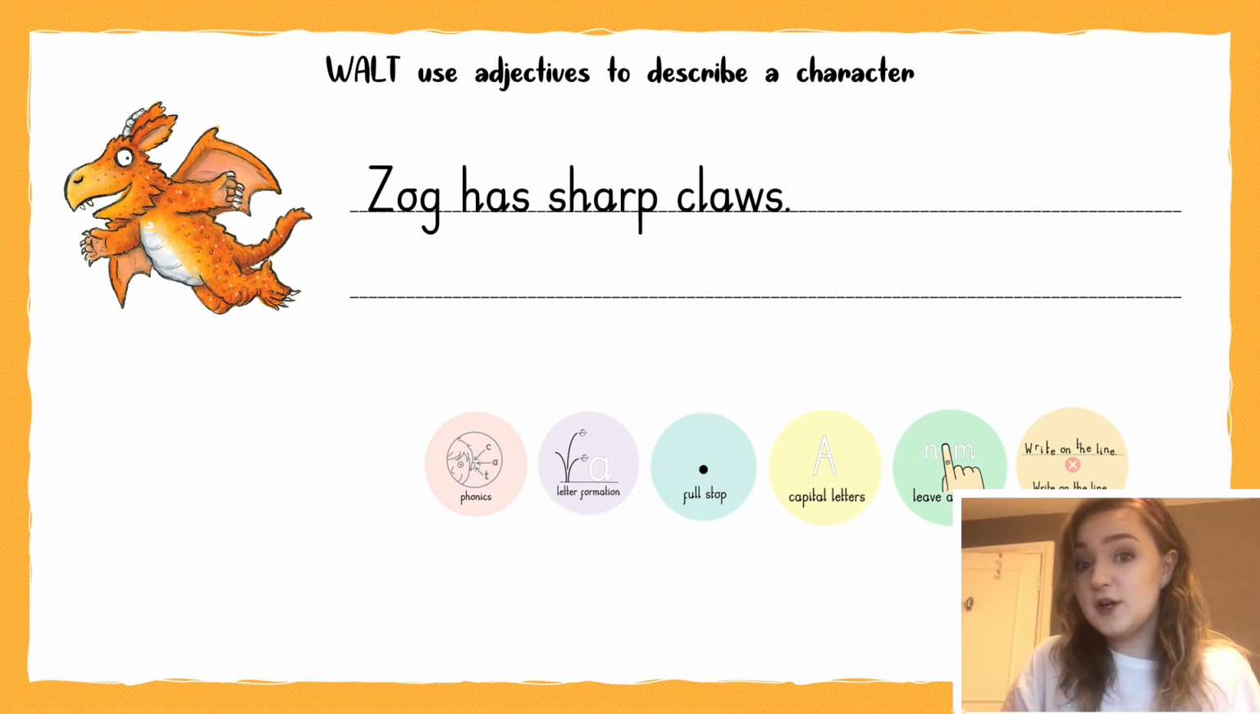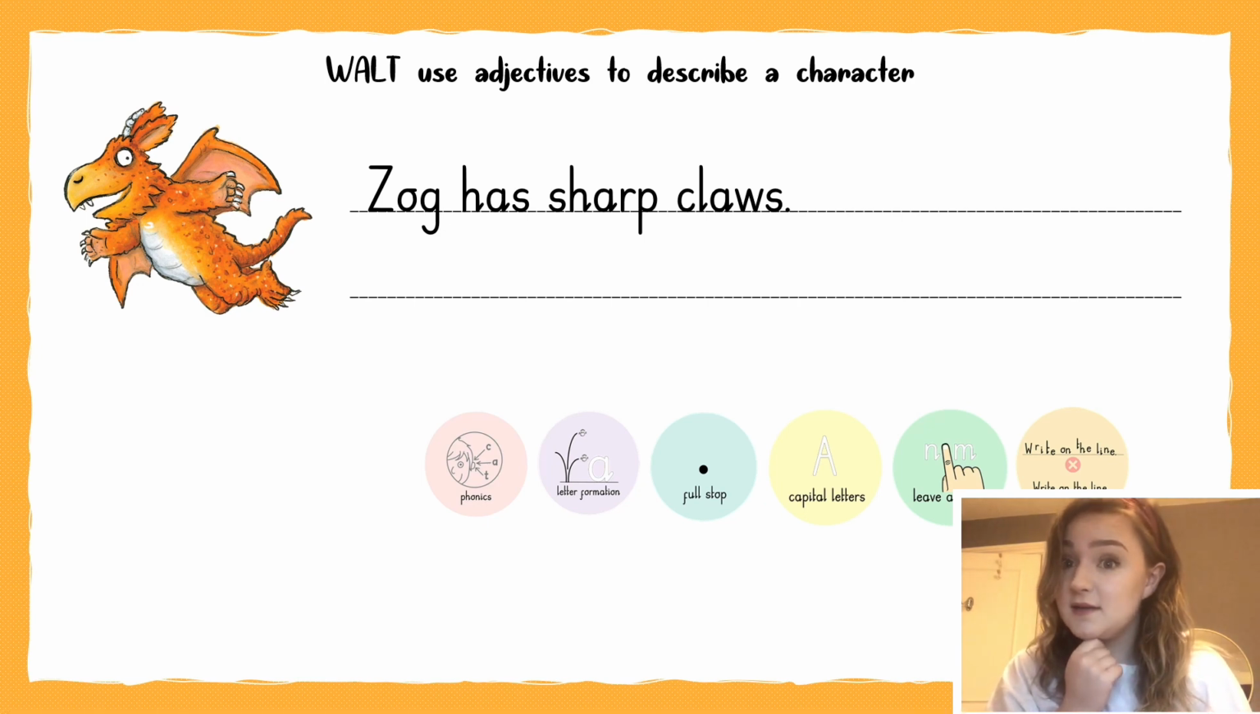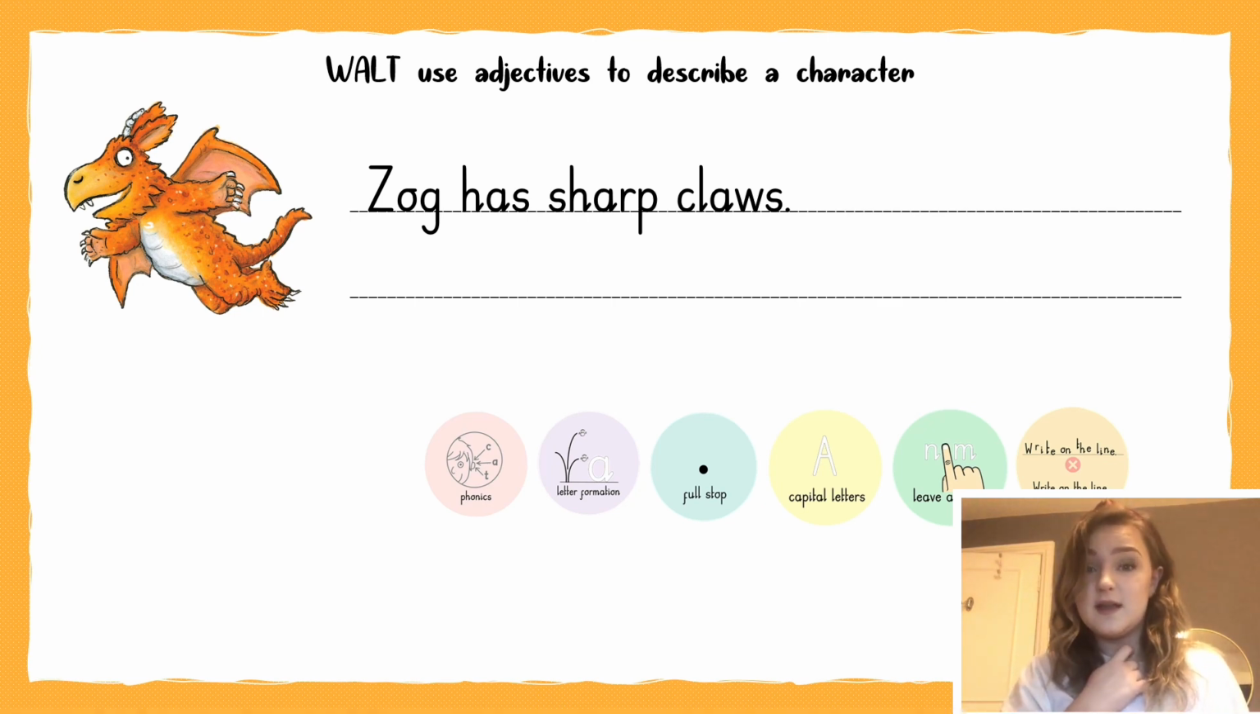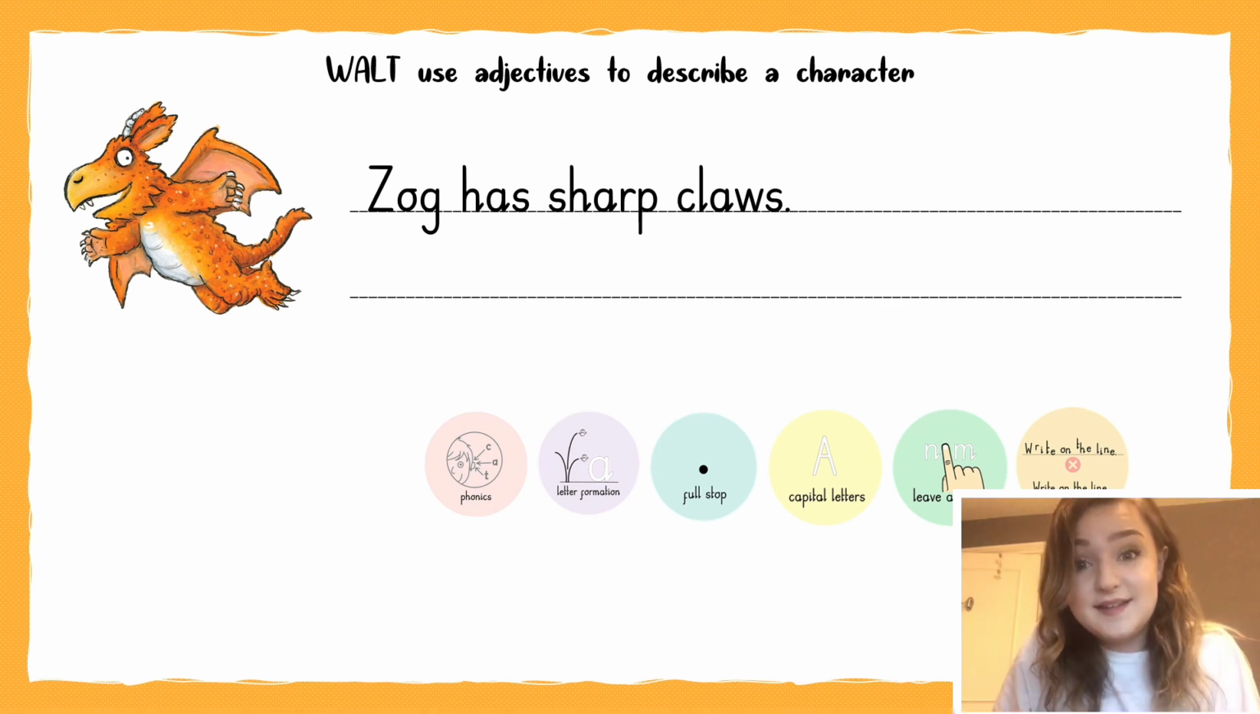Now I can have a look at my always checklist and see, did I remember capital letters? Did I do a full stop at the end? Have I left spaces between my words? Is it my neatest writing? Are my letters on the line? And did I use my phonics? I think we did all of those, didn't we? So now we can move on to our next sentence.